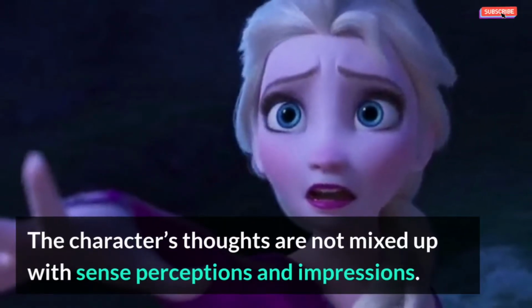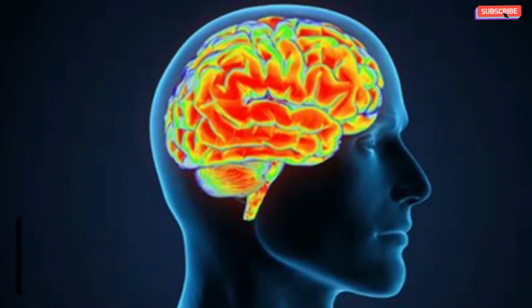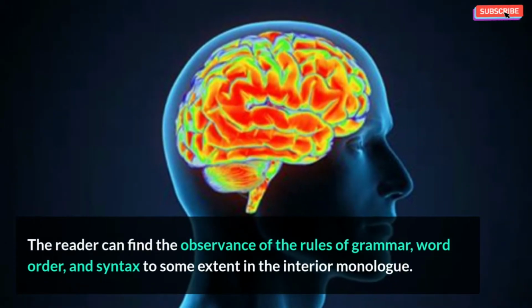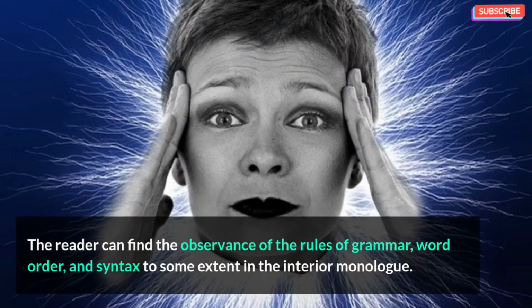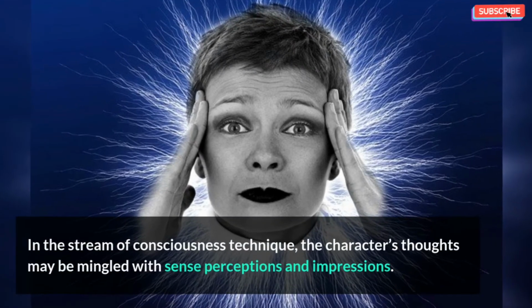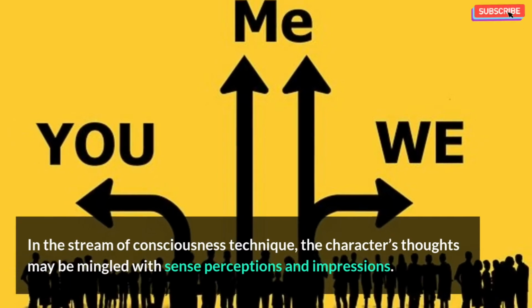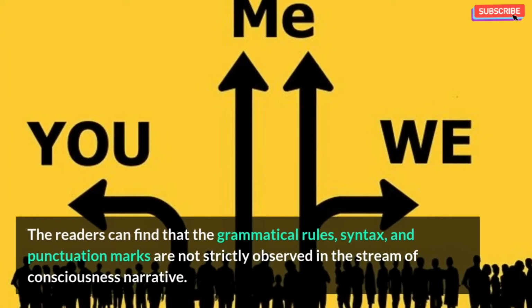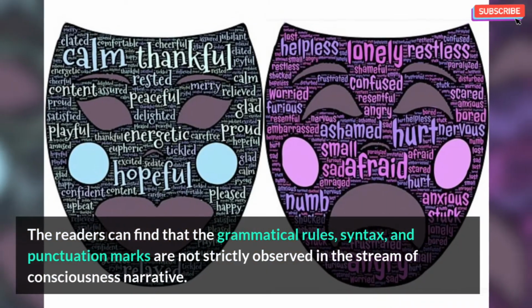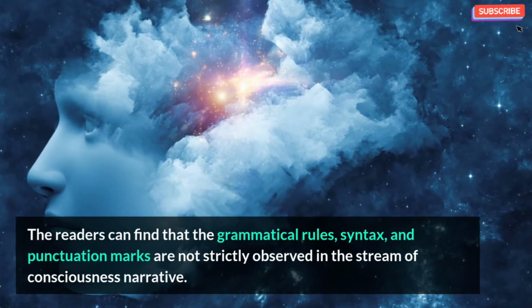The character's thoughts are not mixed up with sense perceptions and impressions. The reader can find the observance of the rules of grammar, word order, and syntax to some extent in the interior monologue. In the stream of consciousness technique, the character's thoughts may be mingled with sense perceptions and impressions. The readers can find that the grammatical rules, syntax, and punctuation marks are not strictly observed in the stream of consciousness narrative.